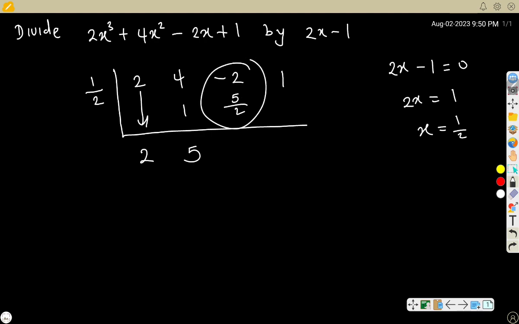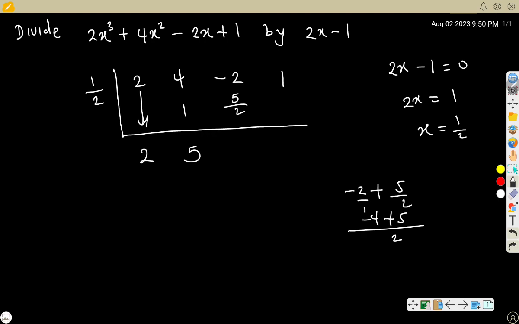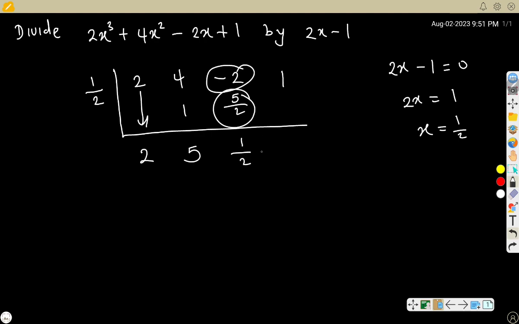So you are adding this again. That is minus 2 plus 5 over 2. So the LCM is 2. 1 in 2, 2. 2 times 2, 4. So minus 4 plus 5 is 1. So that means this will be 1 over 2. Remember, you are working in fractions. So minus 2 plus 5 over 2 will give you 1 over 2.